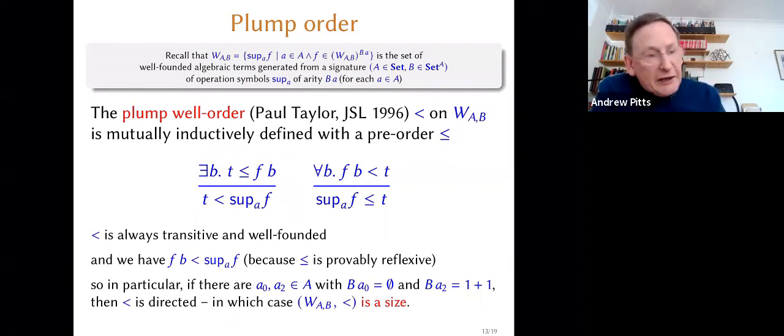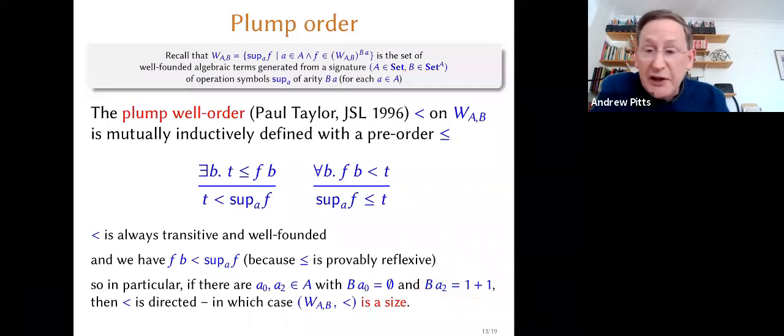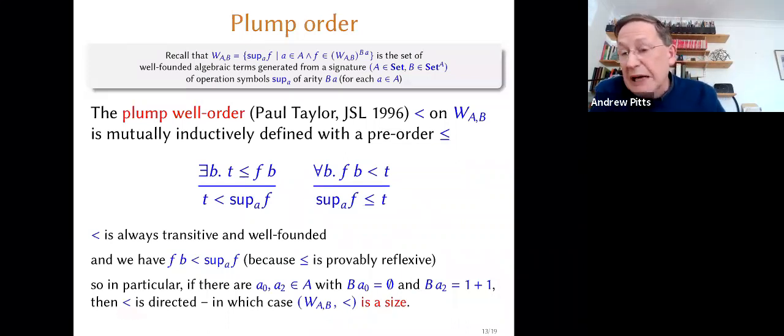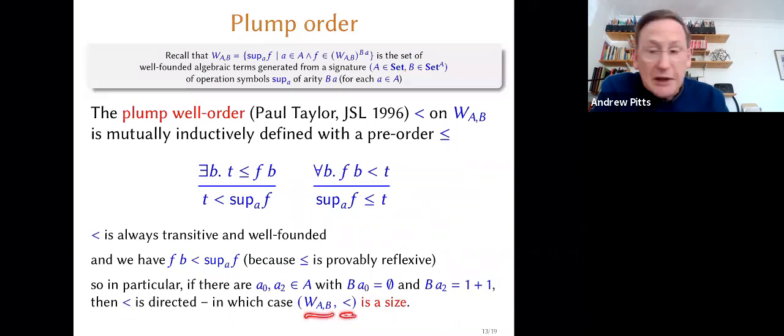And if we have an arity which is empty, in other words our operation symbol is a constant, then the W type will be inhabited. And if we have an arity which is a binary operation, so where the arity is 2, then the ordering will be directed, because we'll be able to take upper bounds with respect to that operation symbol to get upper bounds for pairs of things. So as long as those conditions are true, then the W type equipped with its plump strict less than ordering is a size in the sense that I've been talking about.